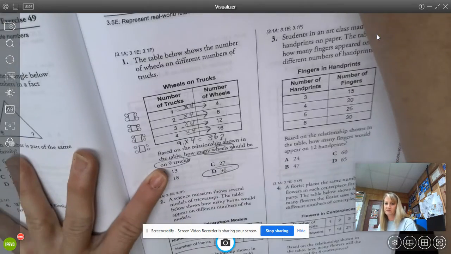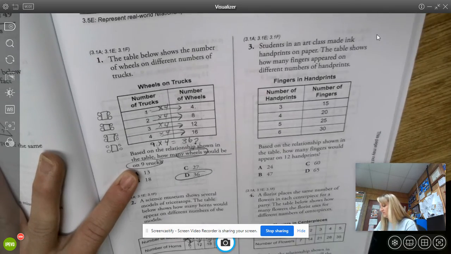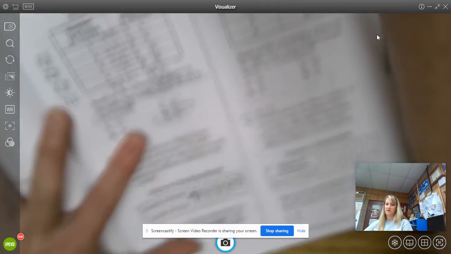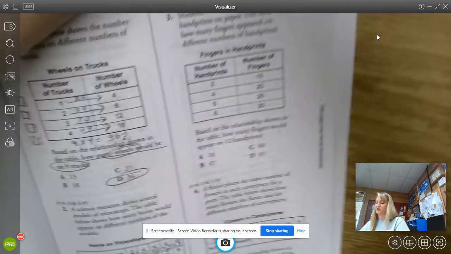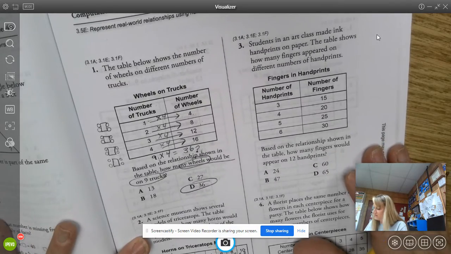Okay. I'm going to move this a little bit so you can see. I can do it here. I'm not very good at adjusting. Y'all know that. Okay, here we go.